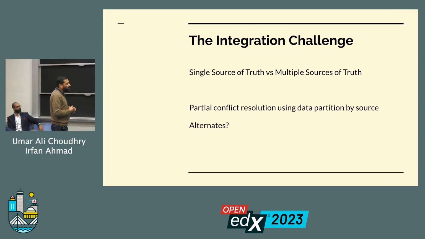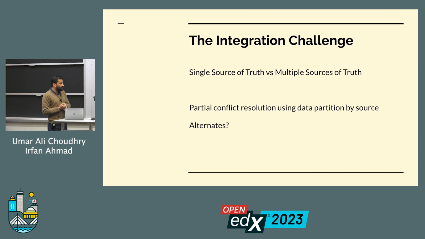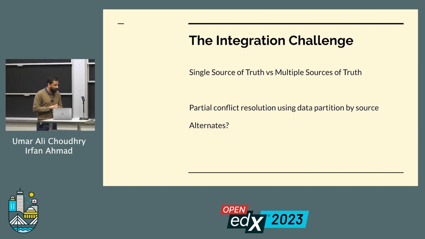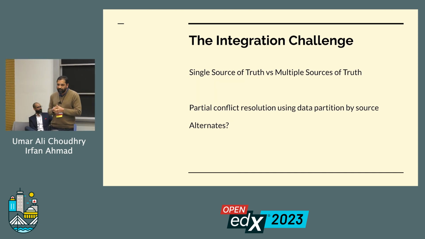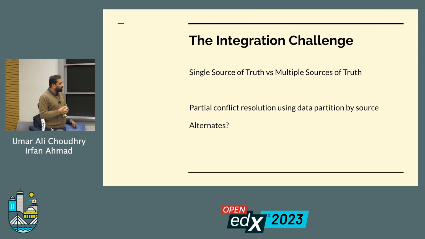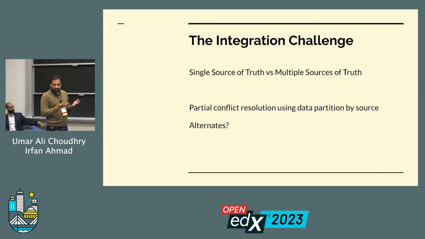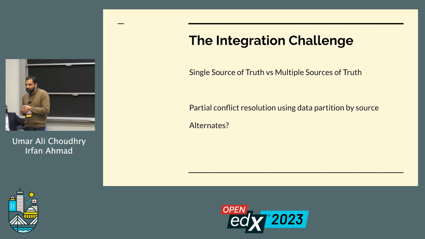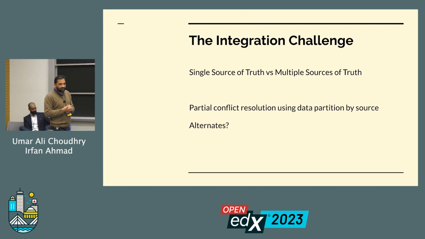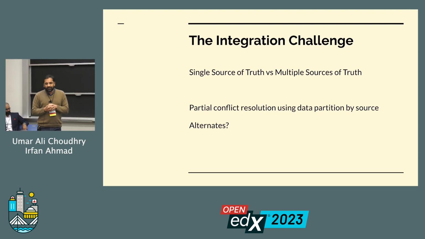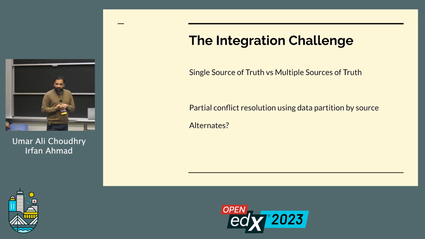So then, in a multiple source of truth environment, there are going to be conflicts for data, and how you resolve them is also what we are looking at. One option is you partition the data, so you isolate the conflicting parts, and then you have some conflict resolution mechanism which everybody agrees to. And any other alternatives that come to mind?